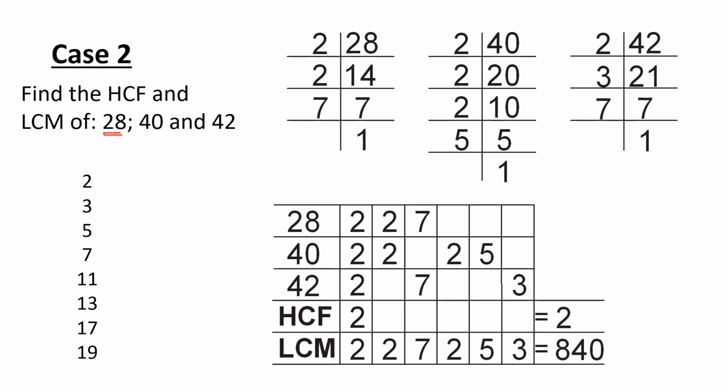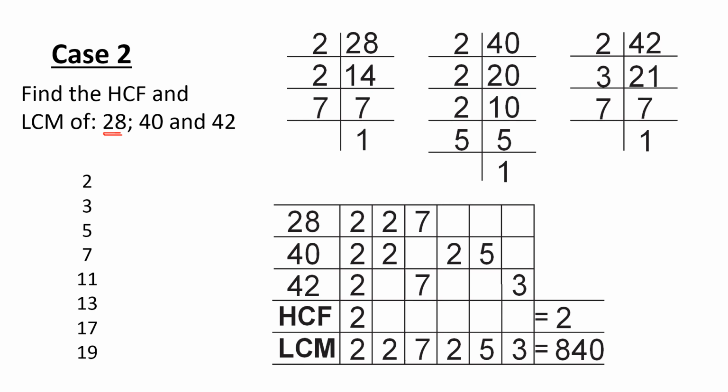Now I go to 40. 2 goes into 40 20 times. 2 goes into 20 10 times. 2 goes into 10 5 times. And there's a 5 there. That's the next prime factor, and 5 goes into 5 once. So 40 in terms of the product of its prime factors is 2 times 2 is 4 times 2 is 8 times 5 is 40.